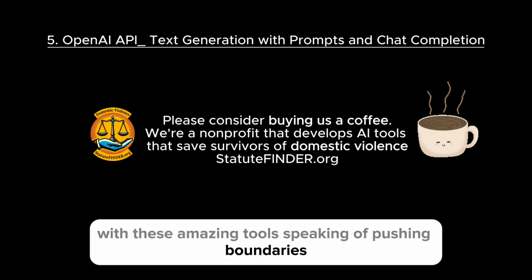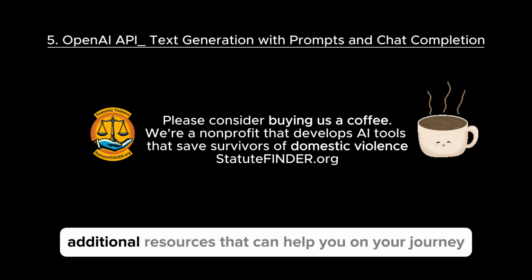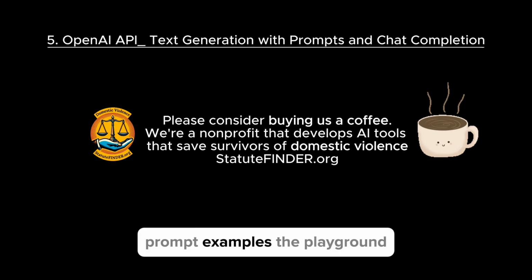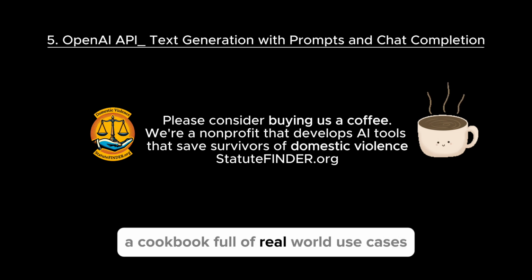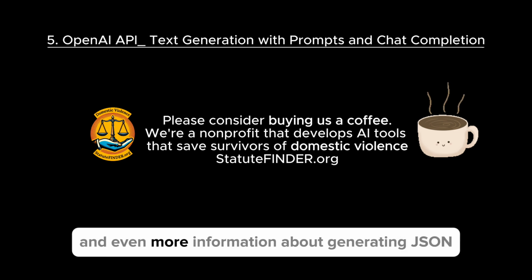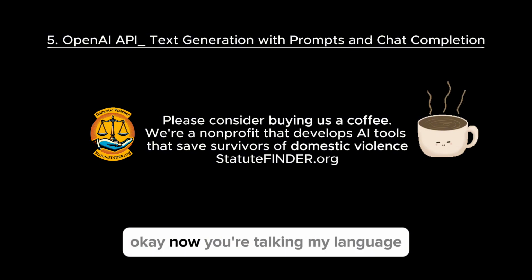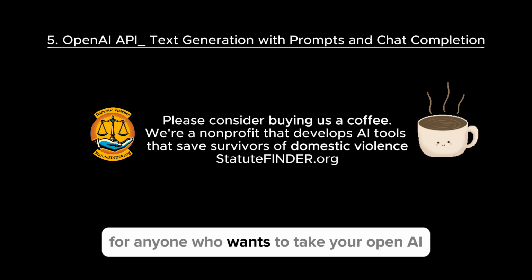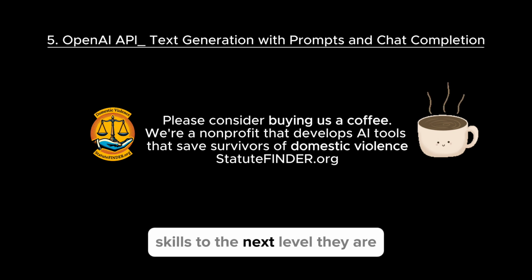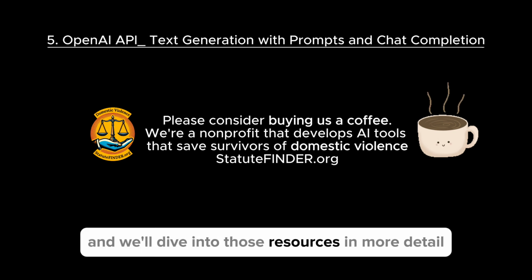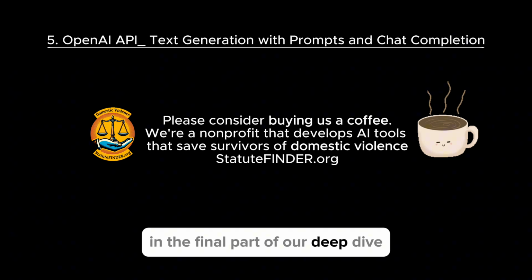Speaking of pushing boundaries, the source material points us towards some additional resources that can help you on your journey. There are prompt examples, the playground, a cookbook full of real-world use cases, and even more information about generating JSON data with structured outputs. Okay, now you're talking my language. Those sound like valuable resources for anyone who wants to take your OpenAI skills to the next level. They are, and we'll dive into those resources in more detail in the final part of our deep dive.